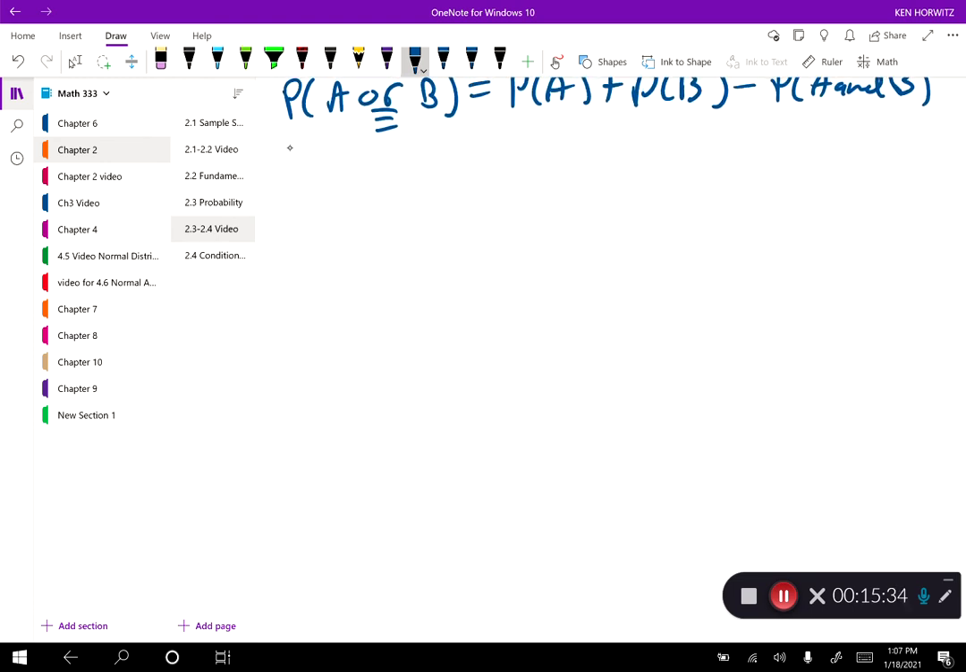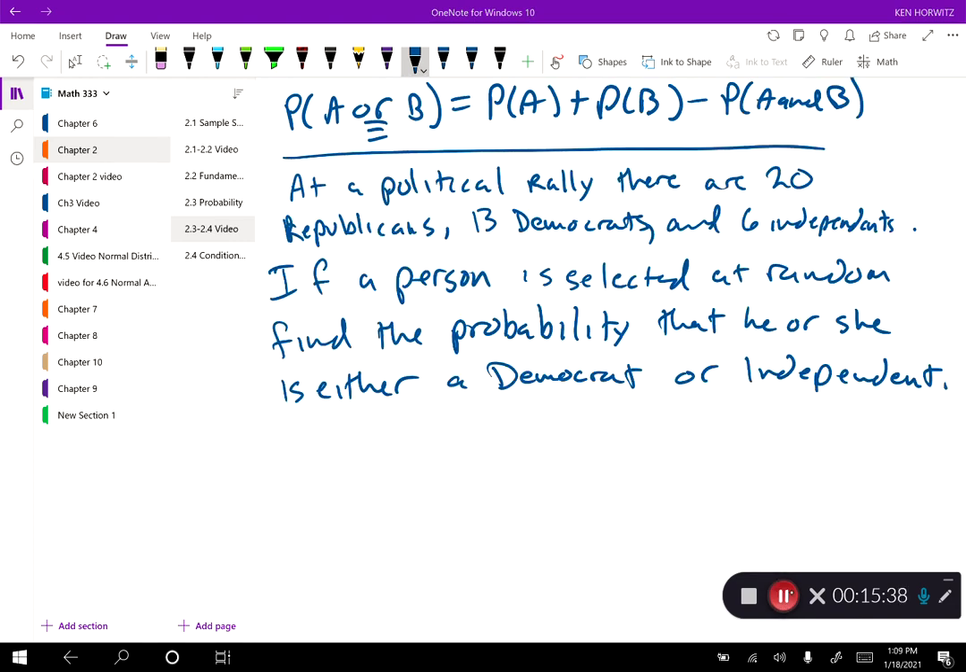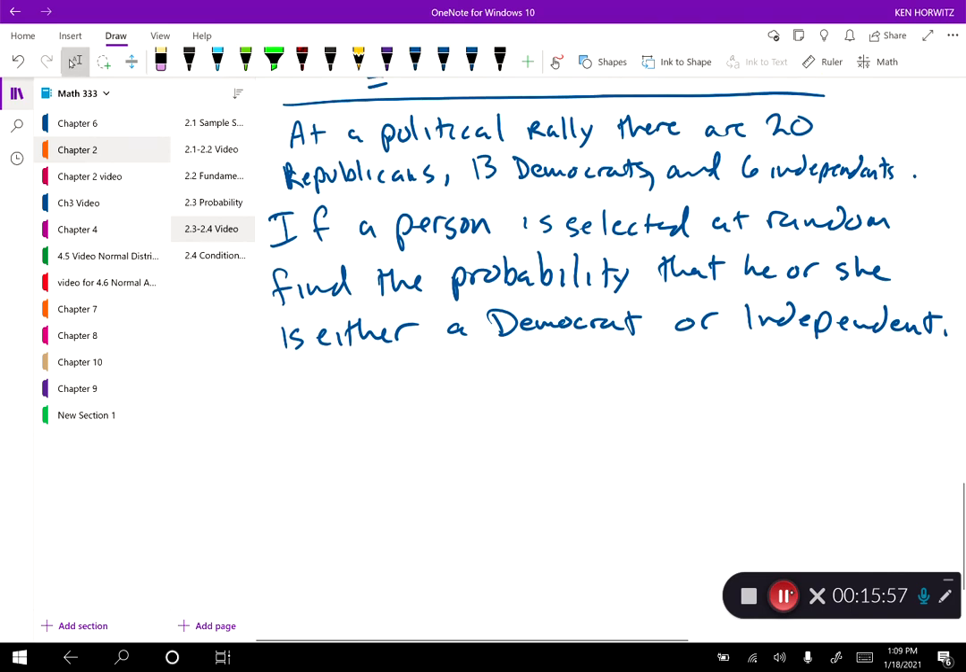All right, so I am going to do an example of both. Let's start with the first one. At a political rally, there are 20 Republicans, 13 Democrats, and 6 Independents. If a person is selected at random, find the probability that he or she is either a Democrat or Independent. Once I see that word or, I know I have to add. Now, the first thing I have to do is figure out, are these mutually exclusive events? Can you be a Democrat and a Republican?